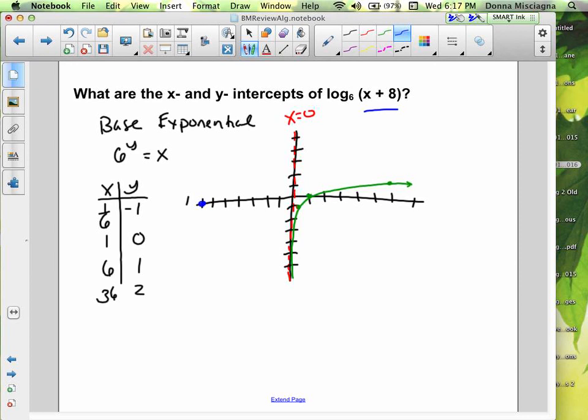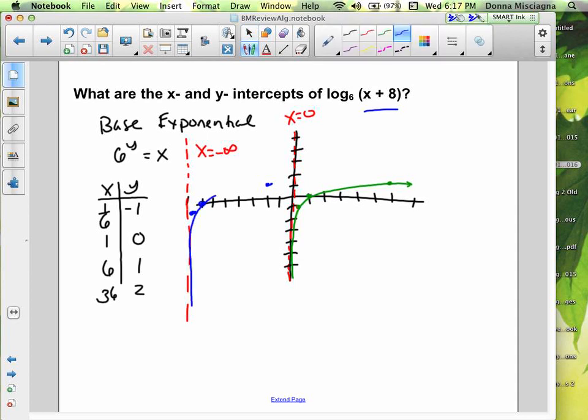And this one's going to move over 8. And this point over here is at 6, so now it's going to be at negative 2. All right, so now we have a new vertical asymptote. We have a vertical asymptote at x equals negative 8.